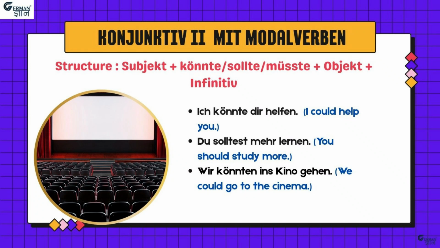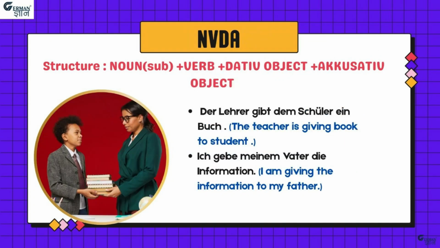So here I have used "könnte", which is the conjugation in Konjunktiv zwei. Second, "du solltest mehr lernen", means you should study more. Third, "wir könnten ins Kino gehen", means we could go to the cinema.